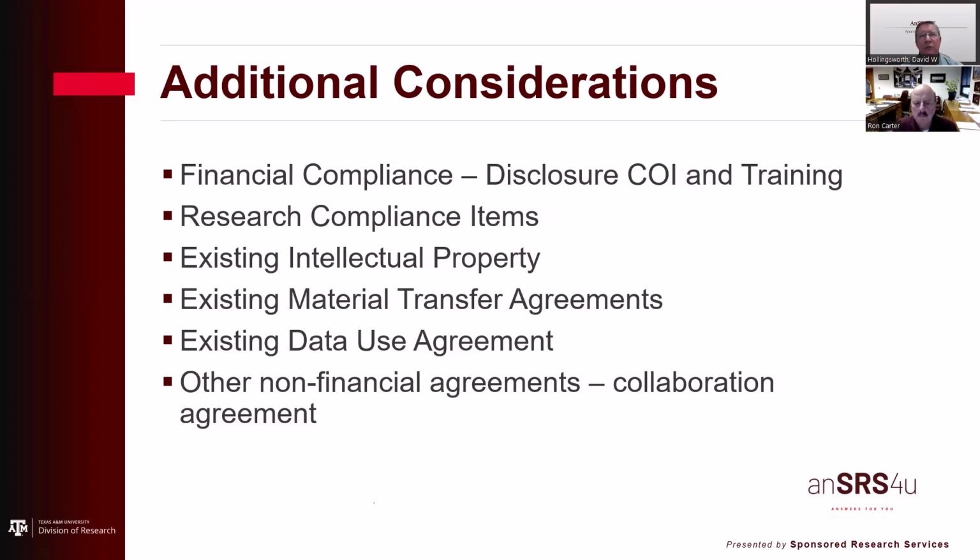Same thing with data use. They may have an agreement to use data from some repository or source, and they'll need to have that updated with Texas A&M or TEES or AgriLife, whichever one it might be. Collaboration agreements. Maybe they've got other institutions that they've been collaborating with, maybe non-financially, but sharing data or something like that. And so those would need to be updated as well. Anything that you run into on that?